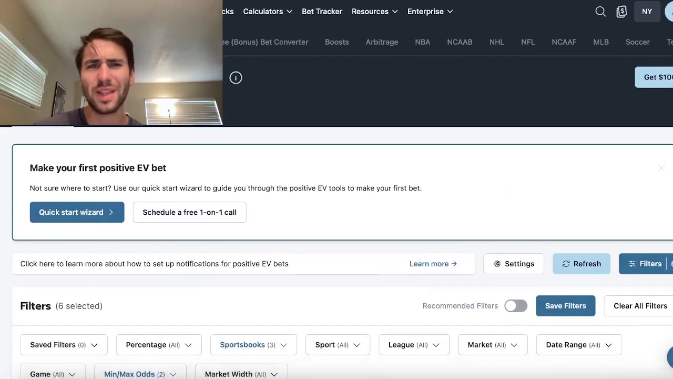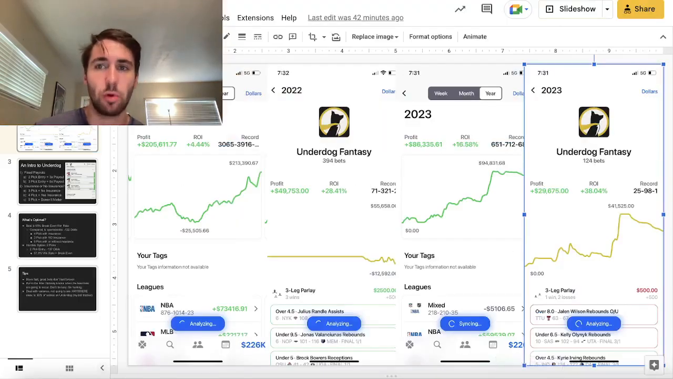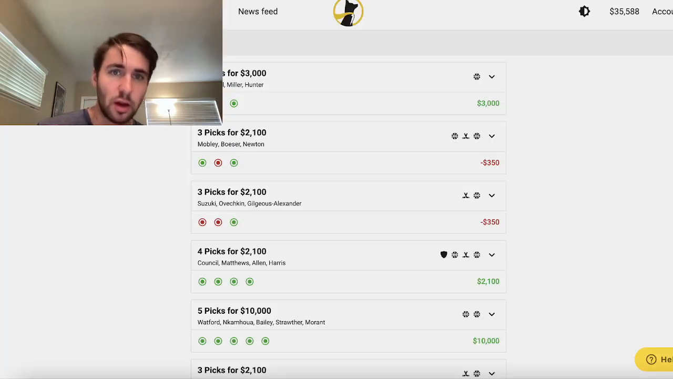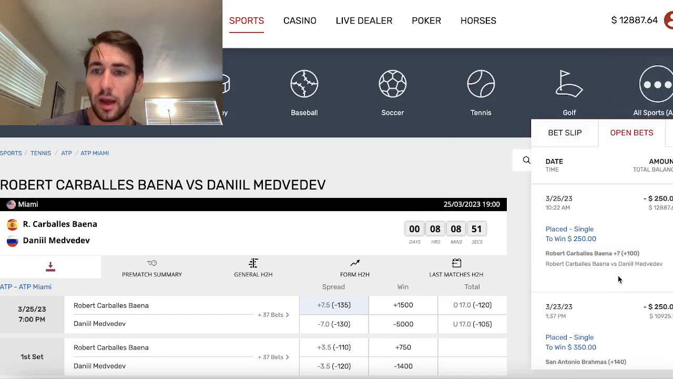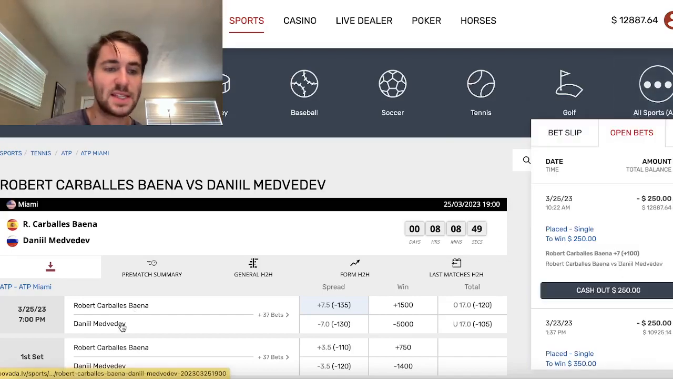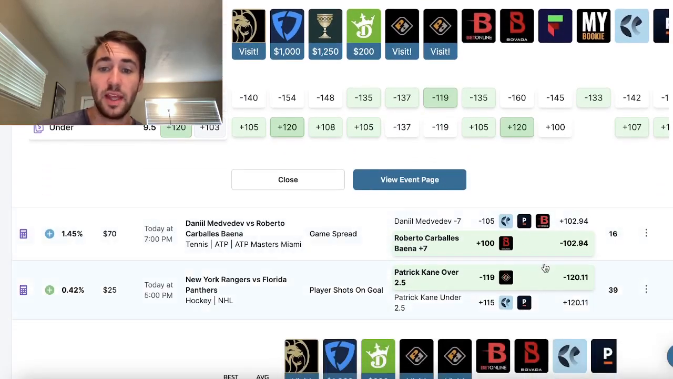Now what the EV tool does is it's a bit more restrictive. Essentially it goes to all the sportsbooks, right? It goes to Underdog, PrizePicks, DraftKings, Bovada. So Bovada, I actually just hit this bet as well on Baena +7. You can see this is a play I just grabbed right here off the EV tool.